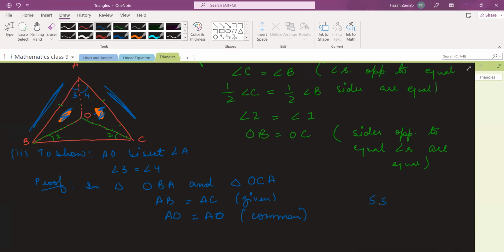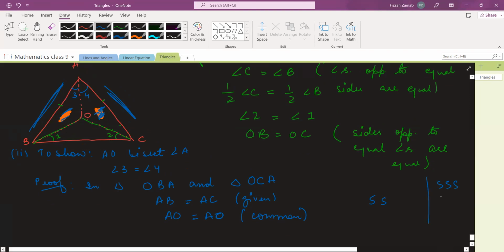Already S I have got. Clear? Yes, ma'am. So either it can be SSS or it can be SAS. Understood? I have already got two S. So think of other side or think of any one angle. Is there any angle which is equal?